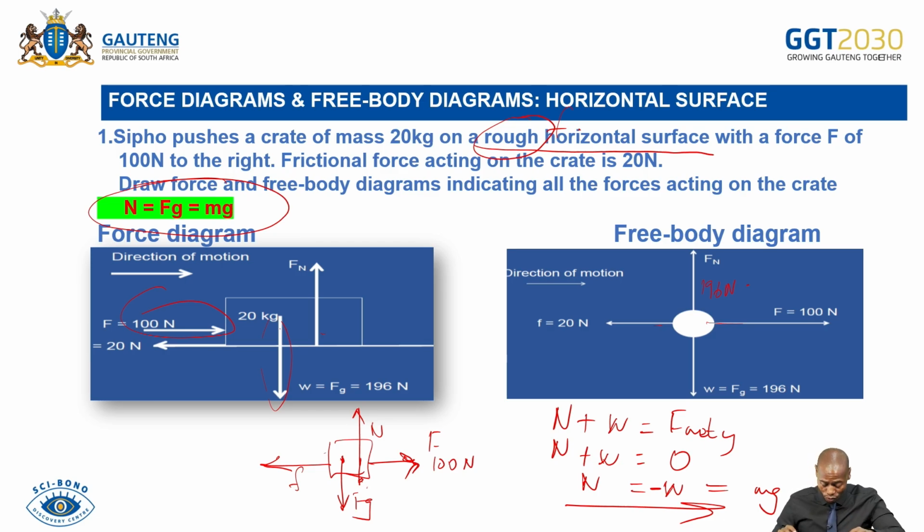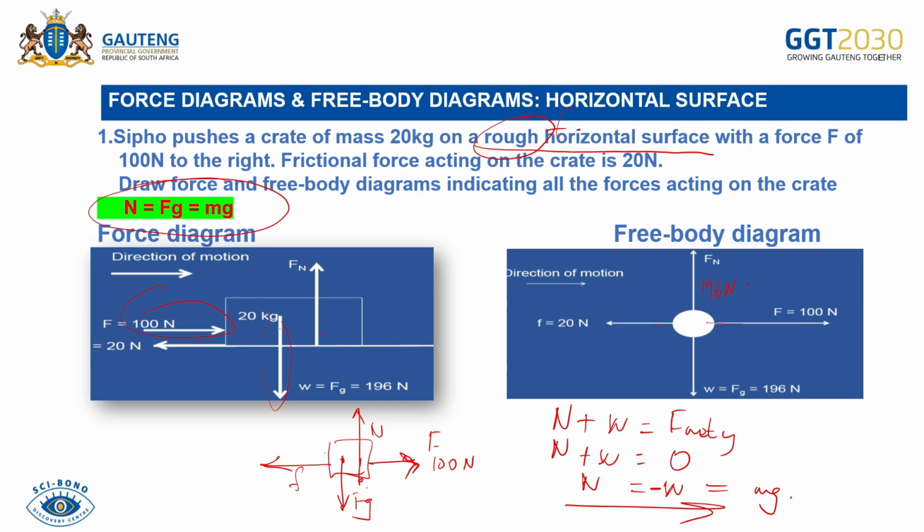When it comes to a scenario where a force is applied parallel, you can see this 100 newtons is applied parallel to the surface. Okay, so your normal force will be equal to Fg. Okay, so draw a free body diagram. Already you have drawn a free body diagram, but in this case your normal force is equal to the gravitational force, which is equal to mg. I'm talking about the magnitudes. Very, very important, learners.